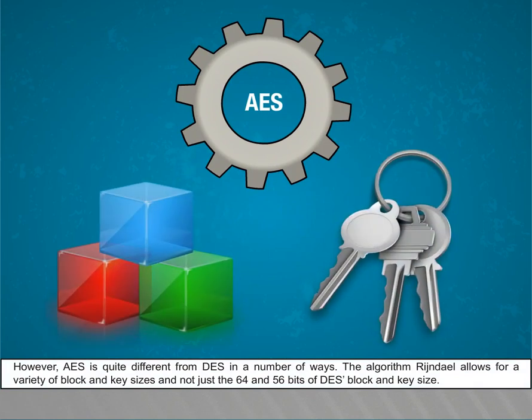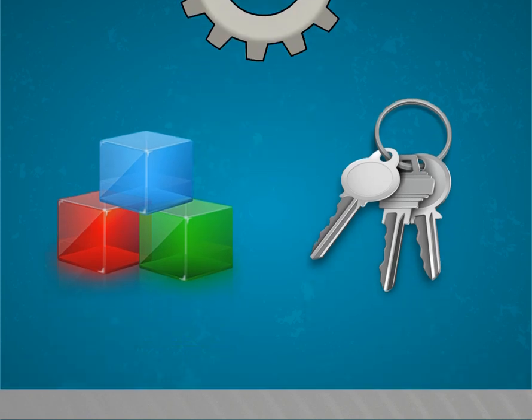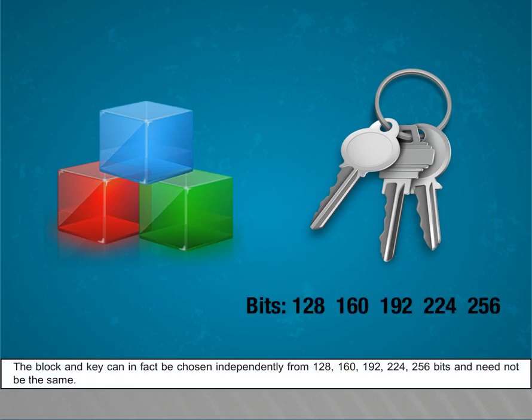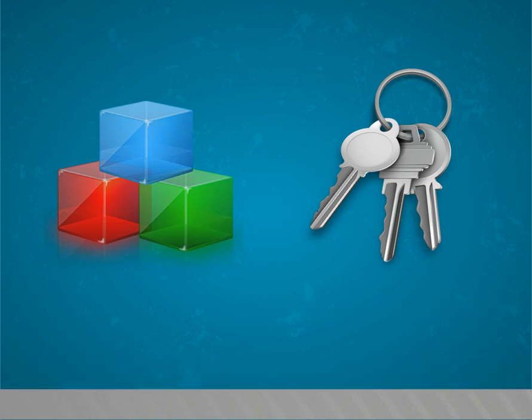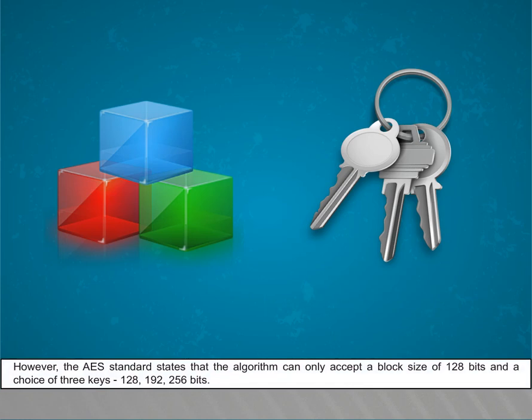The algorithm Rijndael allows for a variety of block and key sizes, and not just the 64-bit block and 56-bit key size of DES. The block and key can in fact be chosen independently from 128, 160, 192, 224, 256 bits and need not be the same. However, the AES standard states that the algorithm can only accept a block size of 128 bits and a choice of 3 keys, that is 128, 192, 256 bits.